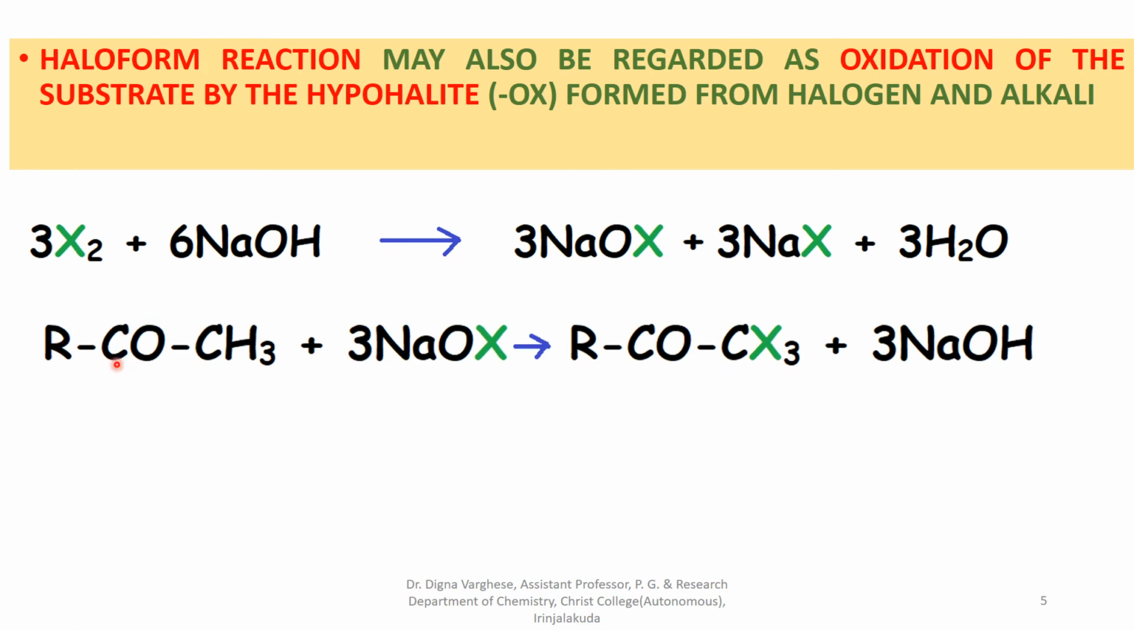In the next step, the sodium hypohalite reacts with the substrate, that is methyl ketone, forming a trihalo compound with sodium hydroxide. Here the 3 hydrogen atoms are replaced with 3 halogen atoms, forming a trihalo compound and sodium hydroxide.